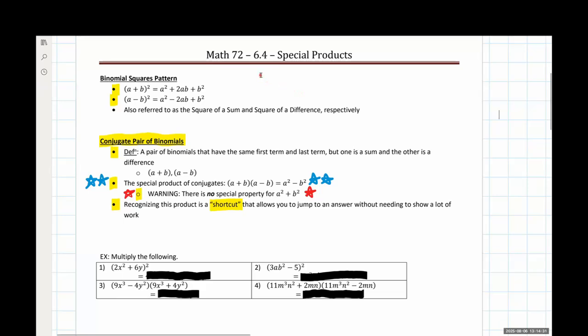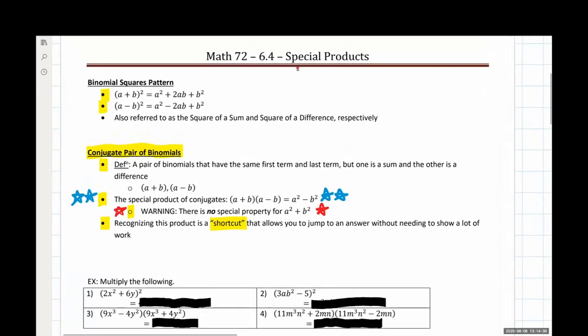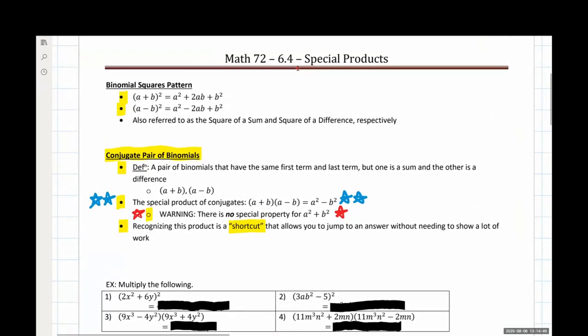Section 6.4 is having us work with special products of multiplying polynomials together. So we have three main ideas that show up with this section, and three main patterns that we want to be looking for. The first two that we have listed at the top are the binomial square patterns.